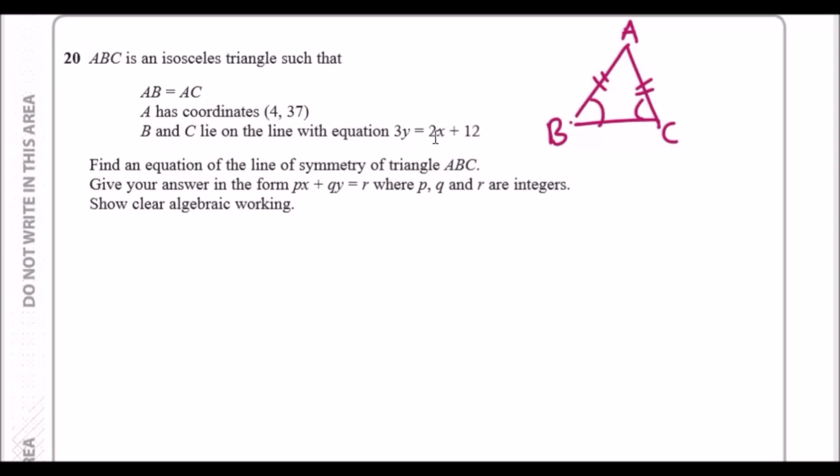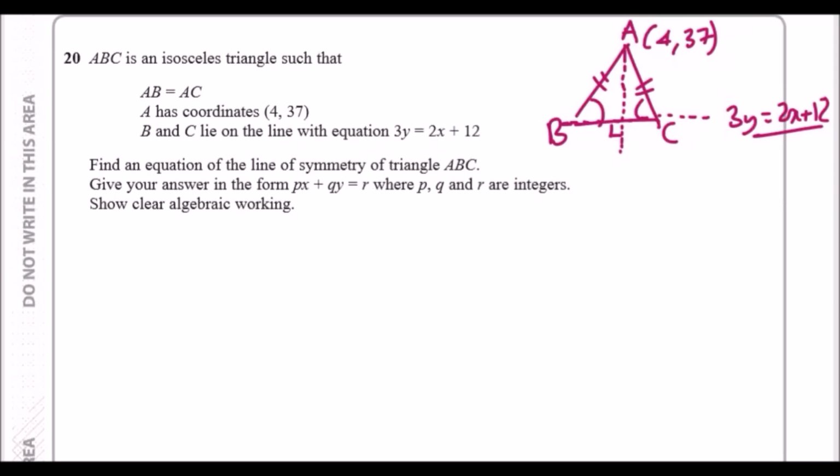Such that A has coordinates (4, 37). So label that there. And B and C lie on the line with equation 3y equals 2x plus 12. So we just have to imagine that this is a straight line with equation 3y equals 2x plus 12. So we can eventually work out the gradient and whatever we need to do. And yeah, find an equation of the line of symmetry of the triangle. Ooh, that's an interesting one. So the line of symmetry is down here. And just a quick note, if this is a line of symmetry, that means we have two perpendicular lines. So that could be useful. Give your answer in the usual form.